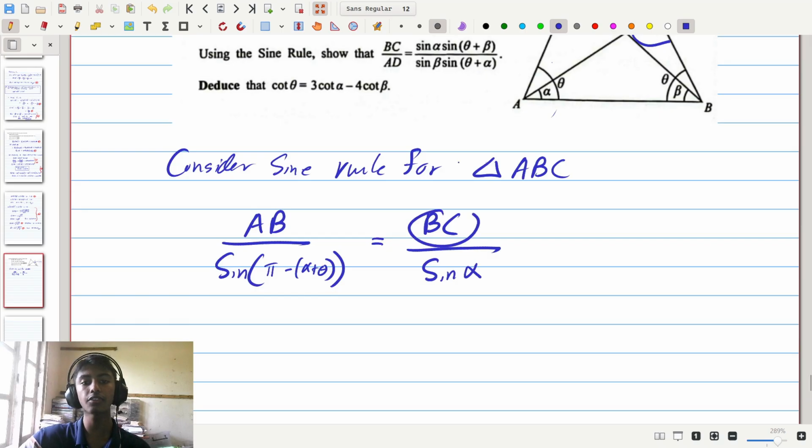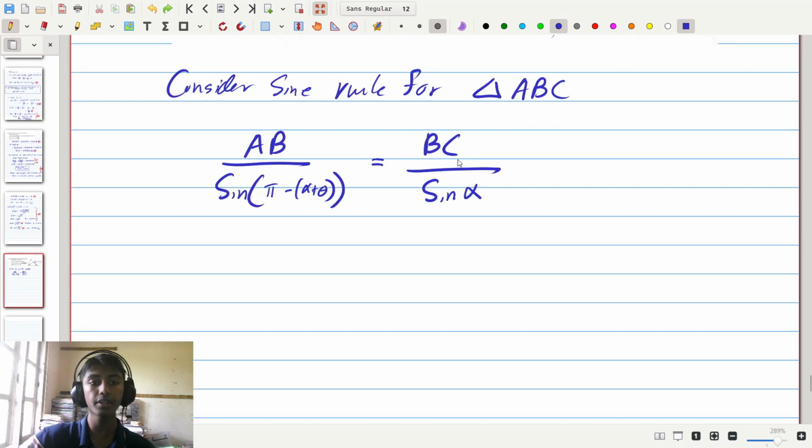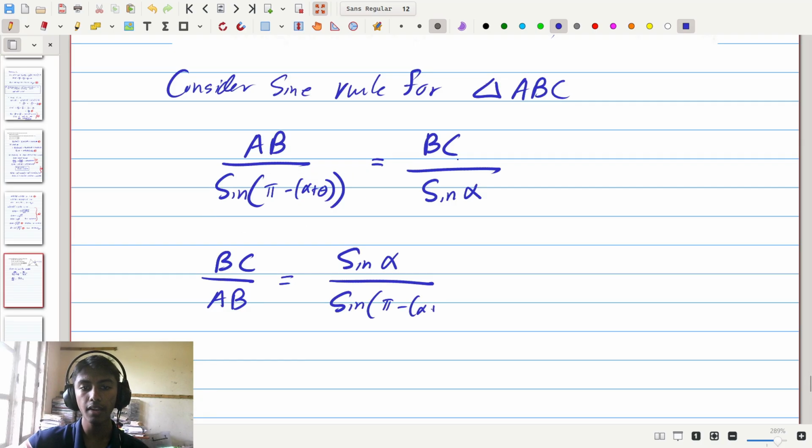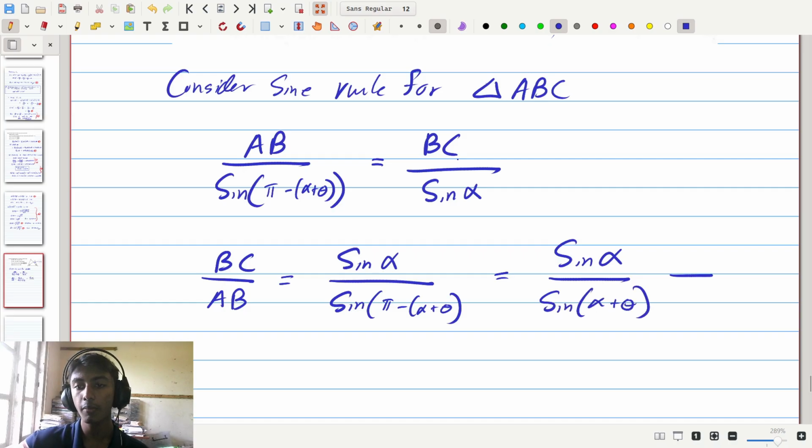If I take the side lengths to one side and the angles to the other side, we can get BC divided by AB equal to sine alpha divided by sine of pi minus alpha plus theta. Now I'm going to directly apply the fact that sine of pi minus any angle is equal to sine of that angle. So therefore this is equal to sine of alpha divided by sine of alpha plus theta, and I'm going to call this equation 1.